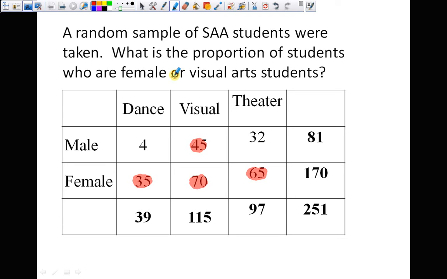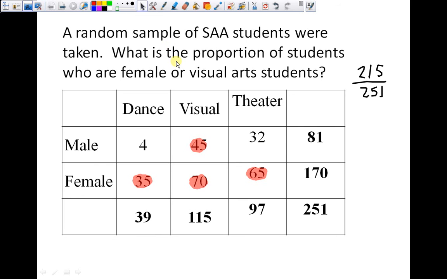So if we added up these four numbers, 45 plus 35 plus 70 plus 65, that gives us 215. So 215 of these students are either female or visual arts students, and there are 251 students. So that would be our probability: 215 out of 251. Okay, and I'll leave that there. I'm going to come back to this problem.